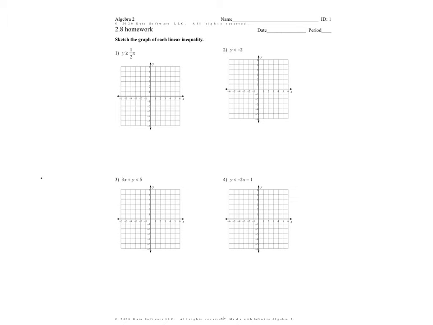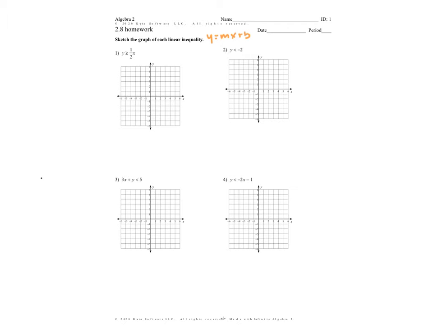So remember, our goal for all of these problems is to get it into slope-intercept form. So we want every problem to look like y equals mx plus b. So for number 1, it's already in that form.